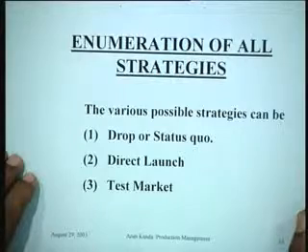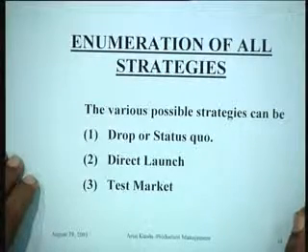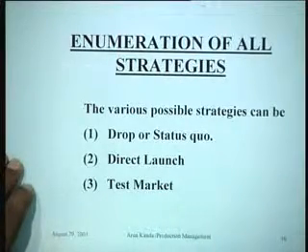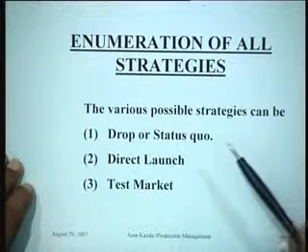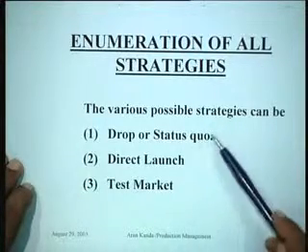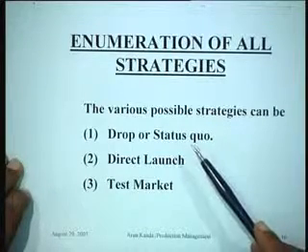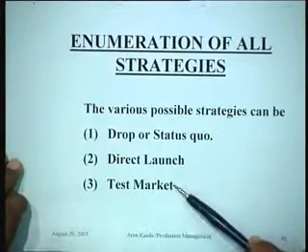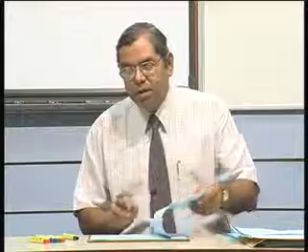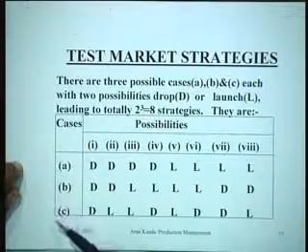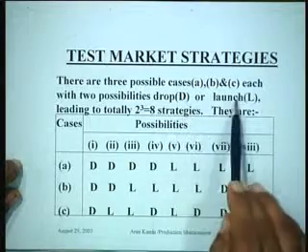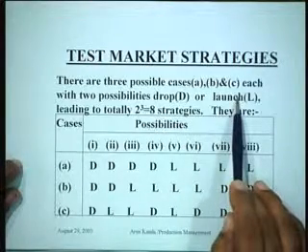So, we talk about enumeration of all strategies. In this case, our basic strategies are these three: drop or status quo, which is one option, direct launch, which is another option, or do a test market. Okay. So, let's see what all the possible strategies are. Two strategies are directly, of course, drop and launch. Apart from this, there is the option of doing a test market.